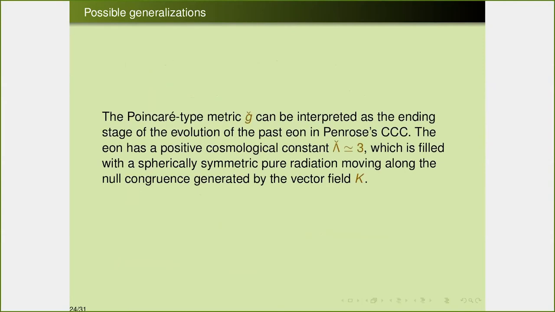So maybe that's the summary of this story. The Poincaré type metric G can be interpreted as the ending stage of the evolution of the past eon in Penrose's CCC. The eon has a positive cosmological constant, and it is filled with spherically symmetric pure radiation moving along the null congruence generated by the vector field K. So that's the first part of this thing.